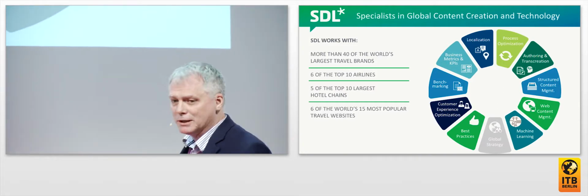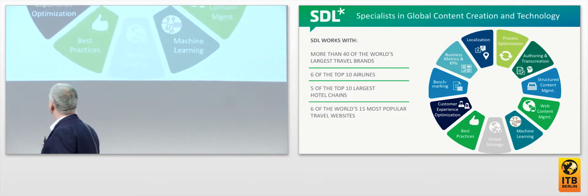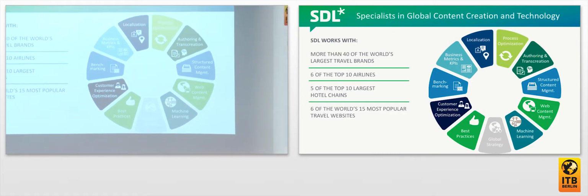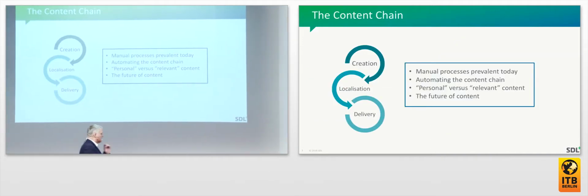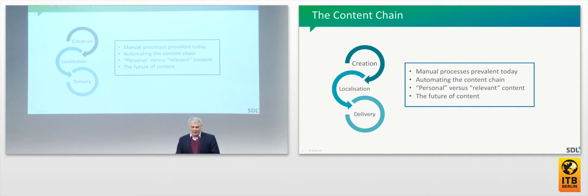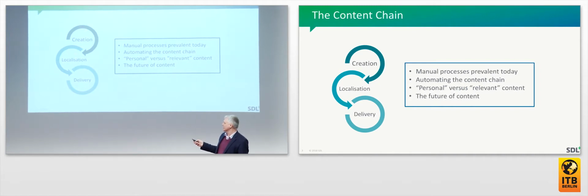We have web content management. We have machine learning involved in this whole cycle. We can even advise on business process for you, should you wish. But today I want to talk about content automation and the content chain. The content chain is that process of moving your words from creation through translation and delivering it to your customers.